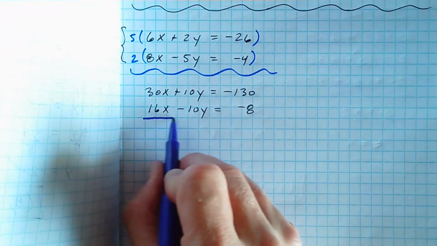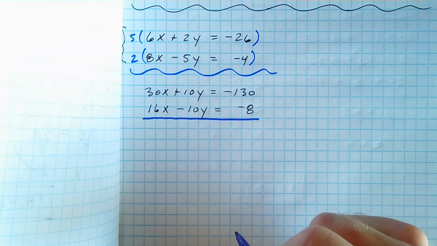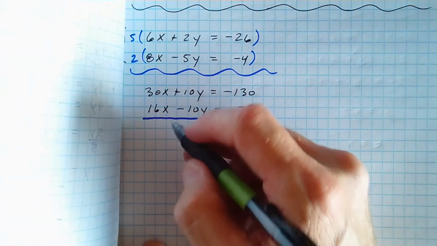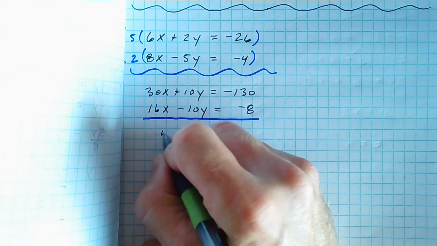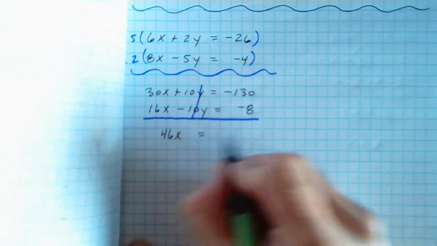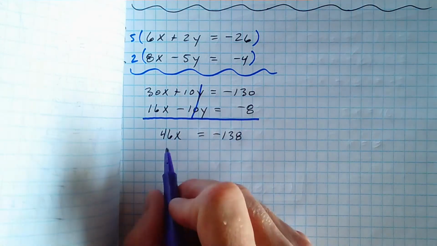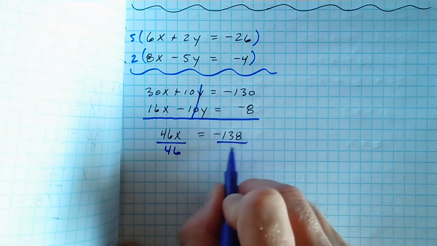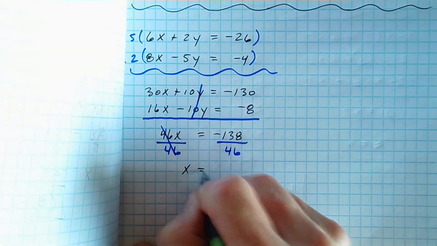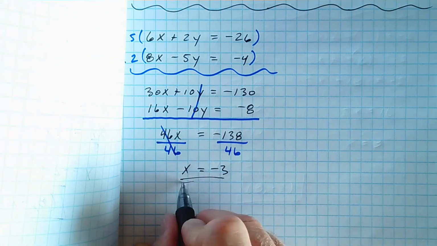Okay, and I could see that if I add these together, it's going to be really good for me, because these y coefficients, these y variables are going to cancel out. All right, so let's do that. I'm going to have 30x plus 16x. That's pretty easy. I'm going to have 46x. This is going to cancel out, and it's going to be equal to negative 138. So after I do that, I'm going to divide both sides by 46. I know that's a big coefficient to divide by, but this is going to work out nicely for us, because negative 138 divided by 46 is equal to negative 3.